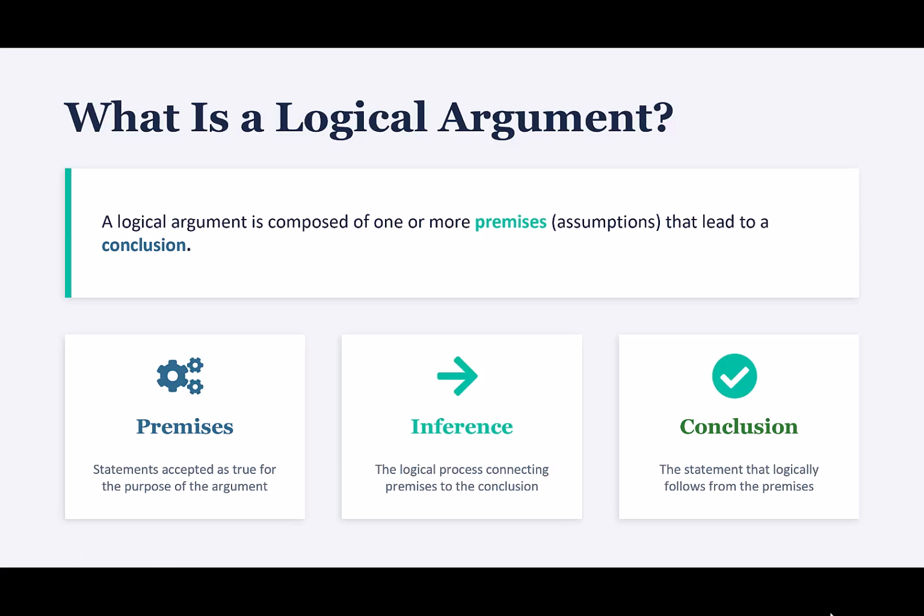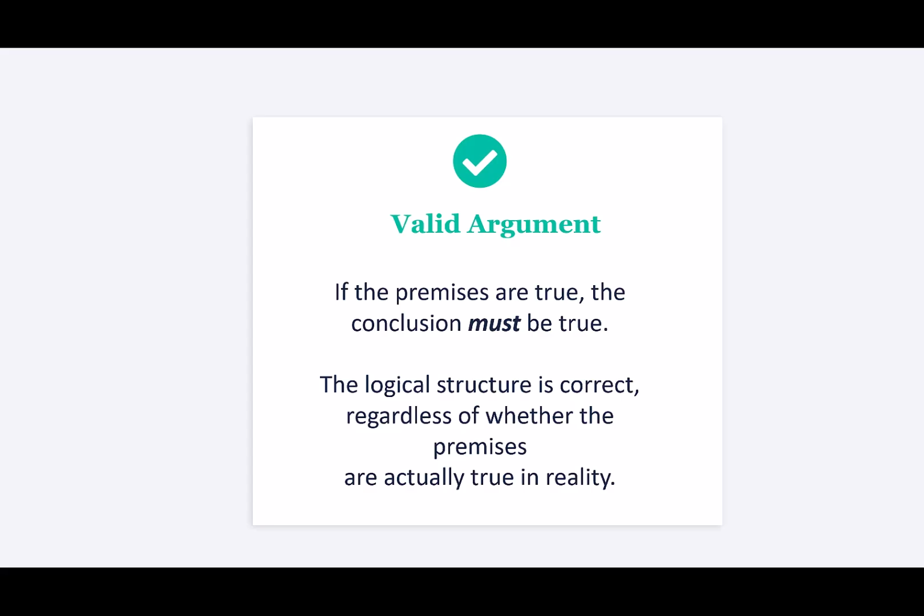Formally, a logical argument consists of a finite set of statements called the premises. We put this together with a single statement called the conclusion. The key question in logic is not whether we agree with the conclusion, it's whether the conclusion follows from the premises. If the premises are true, the conclusion must be true for the argument to be valid. This means the logical structure is correct regardless of whether the premises are actually true in reality.